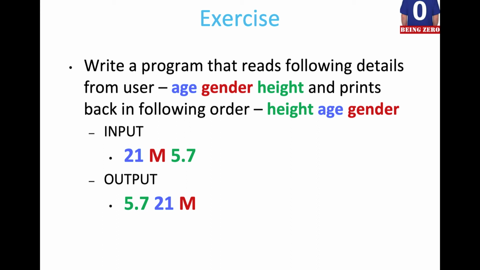Now let's take a look at this exercise. We have to write a program that reads the following details from the user. We have to read age, gender, and height, and this program should print back the output in the following order. It should first print height, then age, then it should print gender. So let's go back and try to do this program.